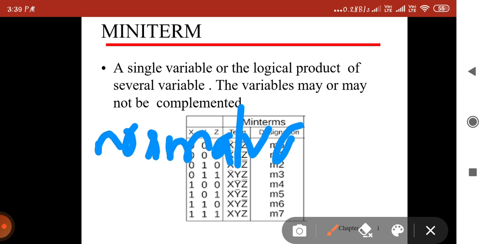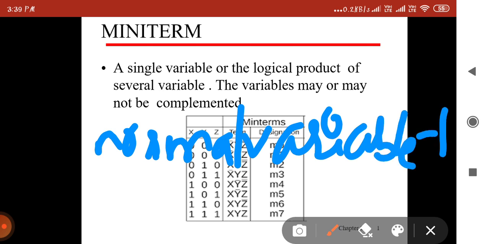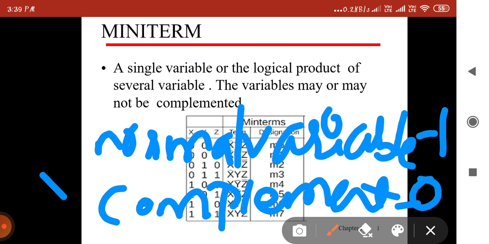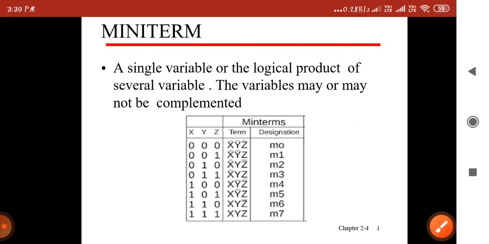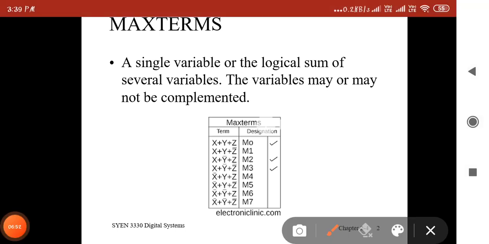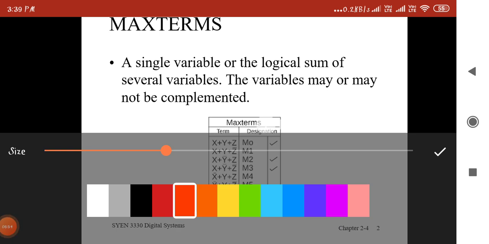Normal variable. Complement. It is a 0. That's why x bar can be written like x is a 1, whereas 1 can be written like that. It is a min term. Max term can be written in a different way. It is the max term.